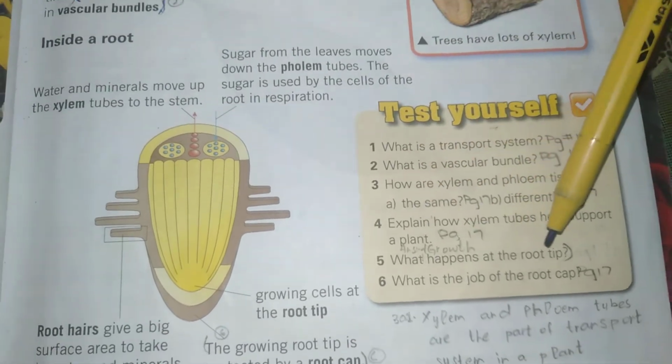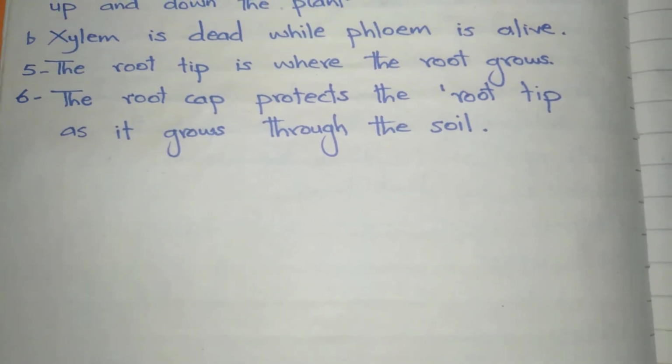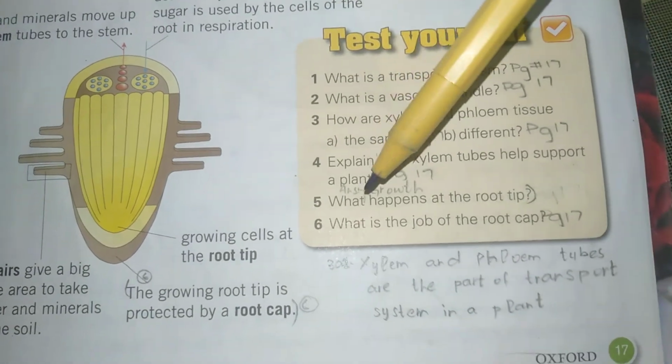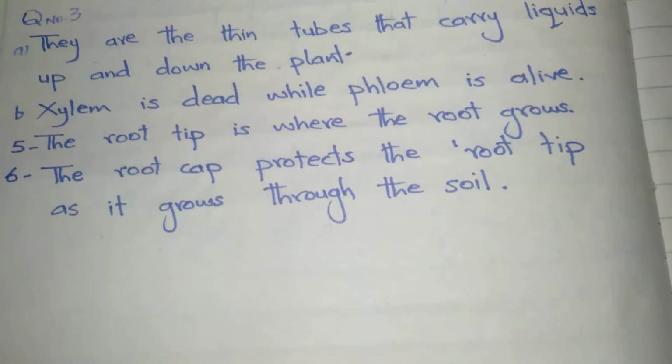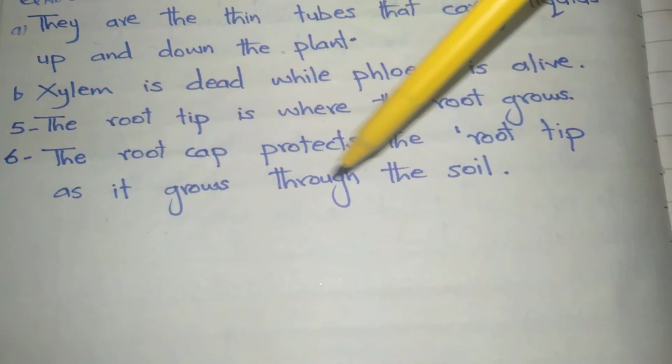Question number 5. What happens at the root tip? The answer is, the root tip is where the root grows. Question number 6. What is the job of the root cap? The answer is, the root cap protects the root tip as it grows through the soil.